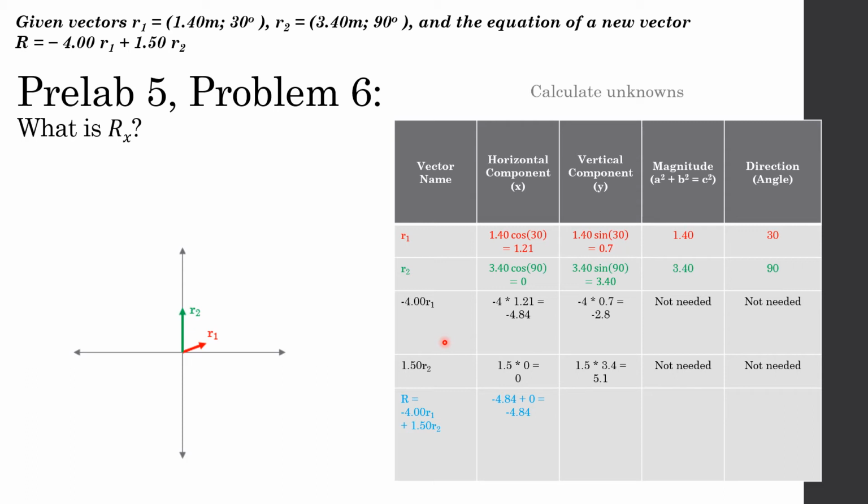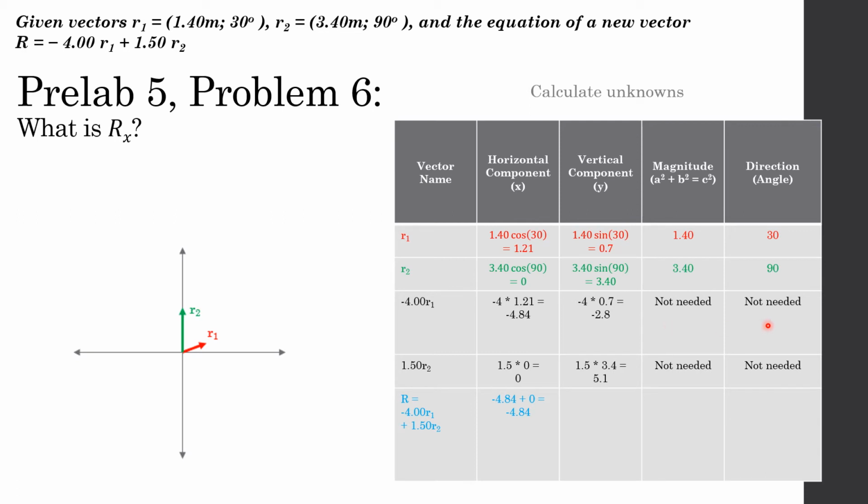Now we're finding the components that make up capital R. As you can see here, this says negative 4R1. So we're going to take the components from R1 and multiply them by negative 4. In R1, for the x component, we had 1.21, so multiplying 1.21 by negative 4 gives us negative 4.84. Then we take our y component, which was 0.7, multiply that by negative 4, and that gives us negative 2.8.